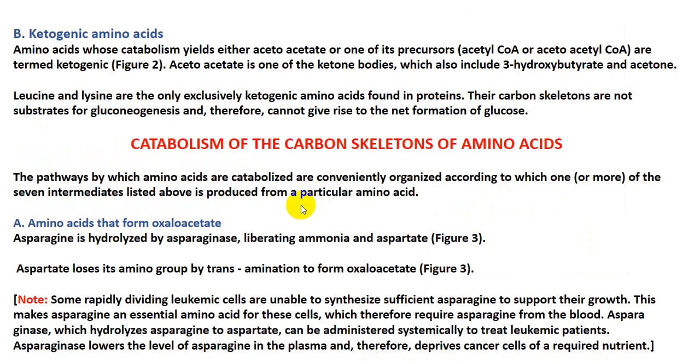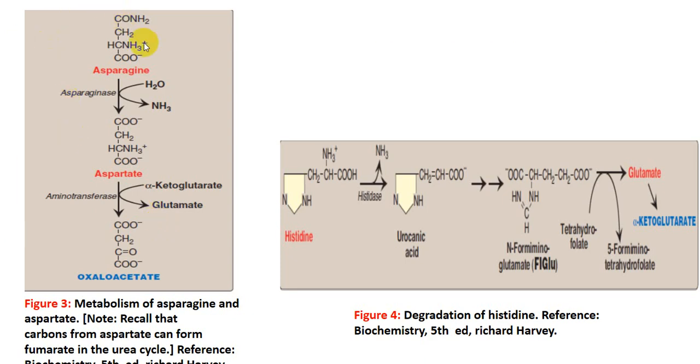Now, amino acids that form oxaloacetate, like asparagine. Asparagine is hydrolyzed to form aspartate and liberate ammonia, and this reaction requires asparaginase. Then aspartate is converted to oxaloacetate by a transamination reaction, and alpha-ketoglutarate acts as acceptor for the amino group from aspartate to form glutamate, and this reaction requires aminotransferase.